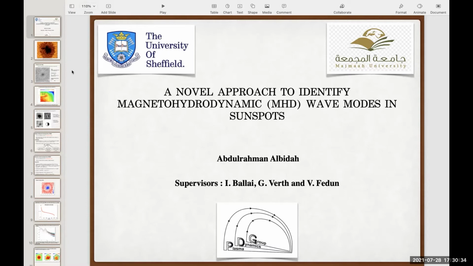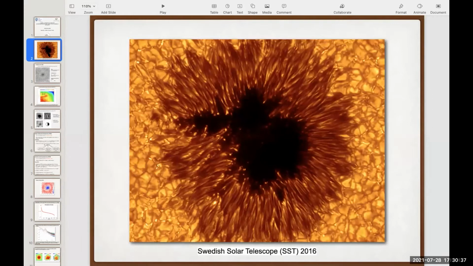Okay, first I will show you a high resolution image of the sunspot. You can see here, from the Swedish telescope, the dark region known as the umbra, whereas the surrounding region is known as the penumbra. Our research is to look at the umbra, the dark region, and to identify the MHD wave mode that propagates upward in the umbra region.